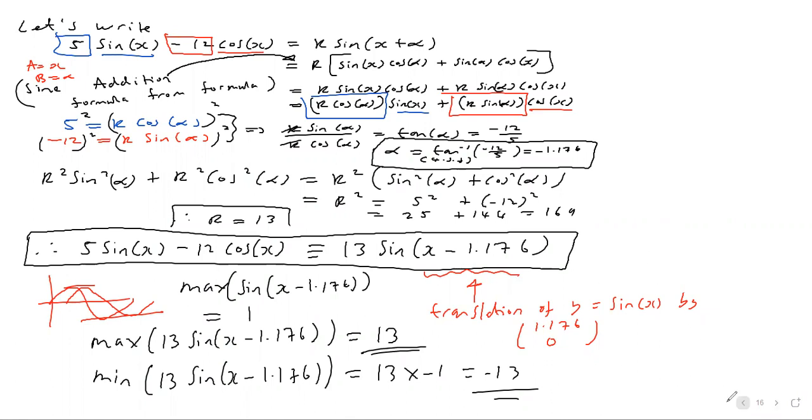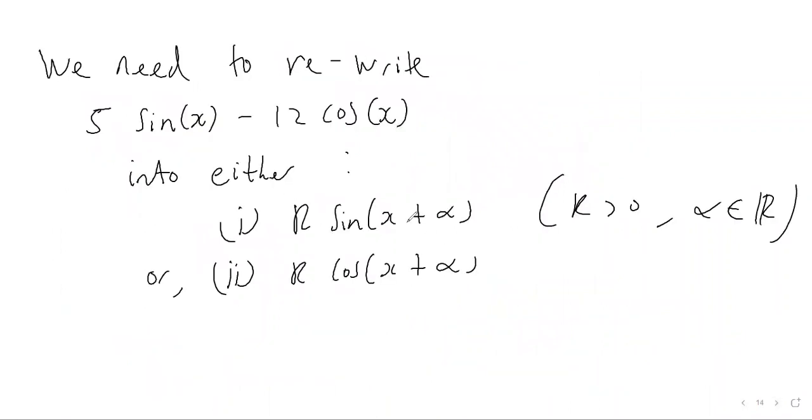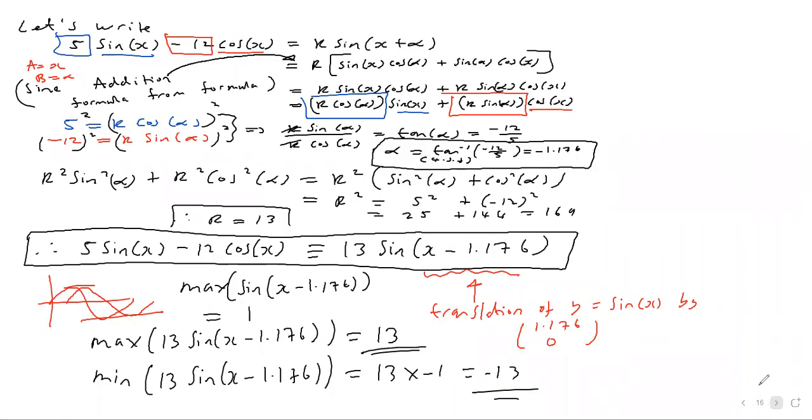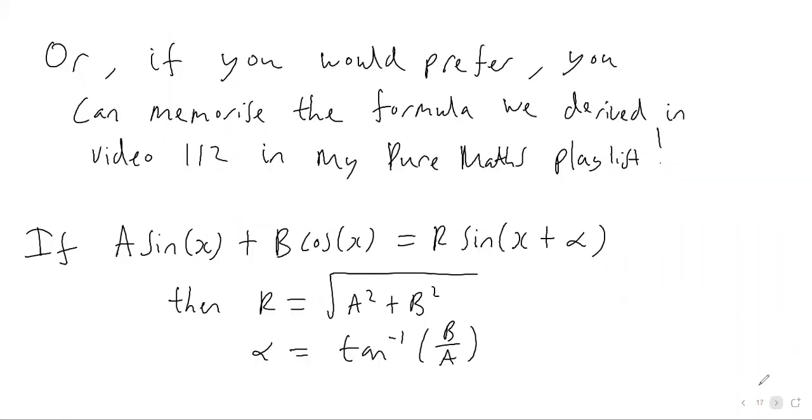We want to convert it into one of these forms here. So either R sine x plus alpha or R cos x plus alpha. And then once we do that, we can just basically say that our maximum value is going to be R and our minimum value is going to be negative R. So that's kind of the idea with these kind of problems.